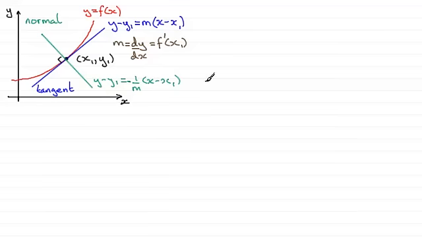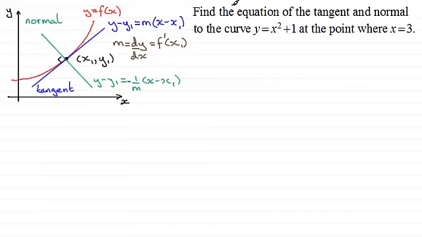Now what I want to do is run through a numerical example, and I've got a question here where we've got to find the equation of the tangent and normal to the curve y equals x squared plus 1 at the point where x equals 3. So when I'm doing a question like this, it's always a good idea to draw a sketch of your curve. And it just so happens that the curve y equals x squared plus 1 would be a parabola passing through 1 on the y-axis, and it's going to look something like this.